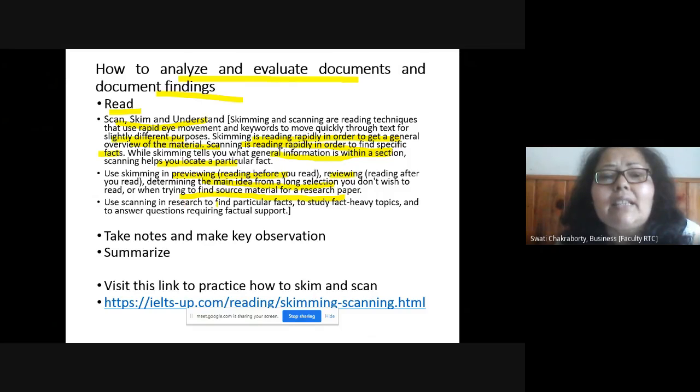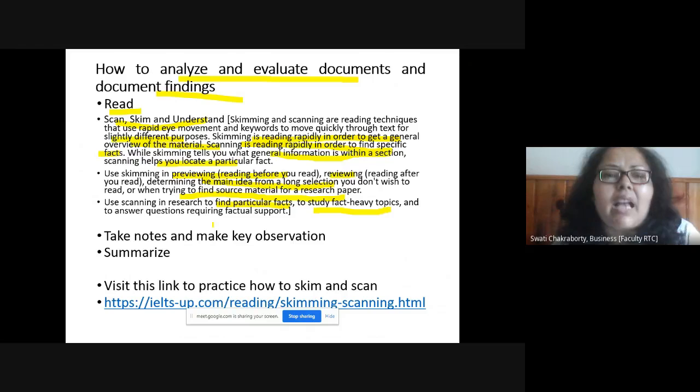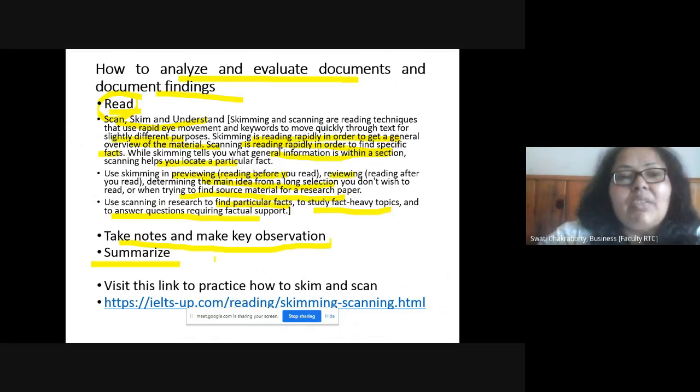Whereas scanning is used to find particular facts, to study fact heavy topics, like concentrating on certain topics where you need to find facts regarding a particular topic, and where you need to answer questions requiring factual support, when you need evidence. So this is what scanning is. So this is where the first technique comes up, which is read. The second is to take notes and make key observations, and the third is to summarize. So let's go into a little more detail of it.